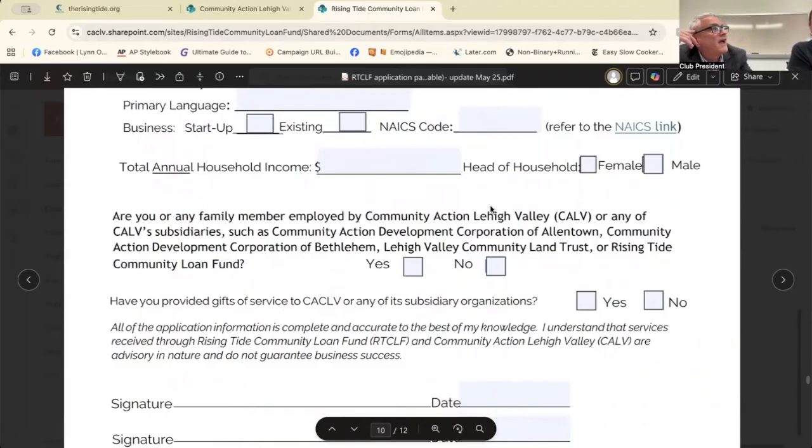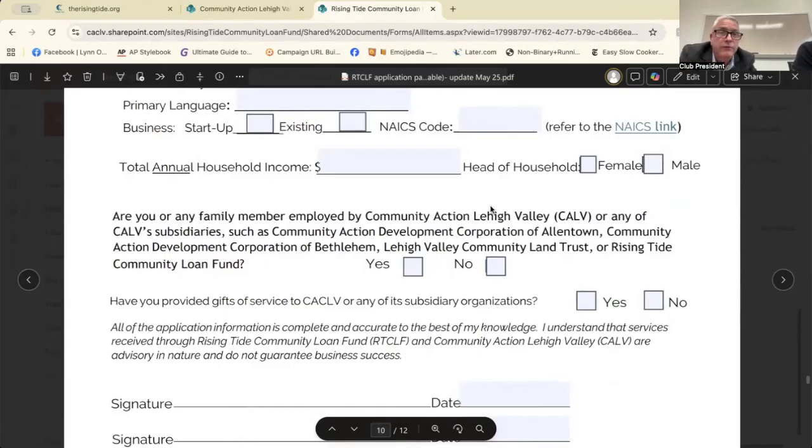Now, head of household, what do you mean by that? So on your tax returns, who is the person that pretty much pays for most of the expenses in the household? Is that person a male or a female? So you can refer to your tax returns. So whoever brings in the most income.